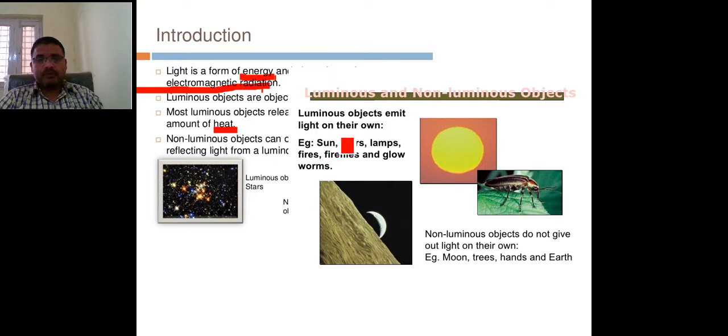Again, luminous objects emit light on their own. Like the examples written here, all these things are luminous objects, whereas non-luminous objects do not give out light on their own. These kinds of things do not emit light on their own, and such an object is basically a non-luminous object. Here the moon, tree, hand, earth, these are non-luminous objects.